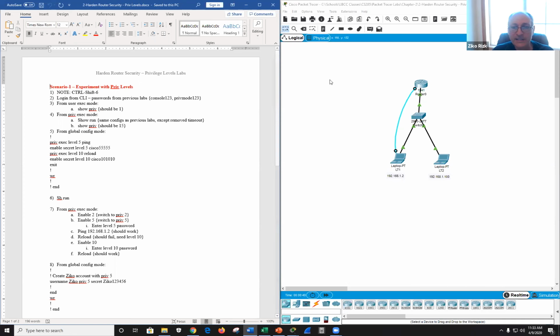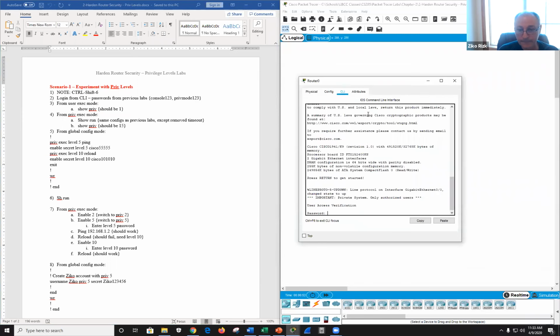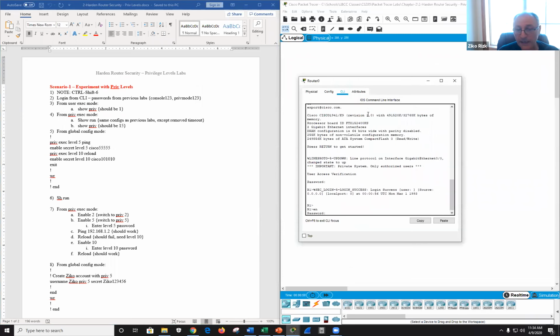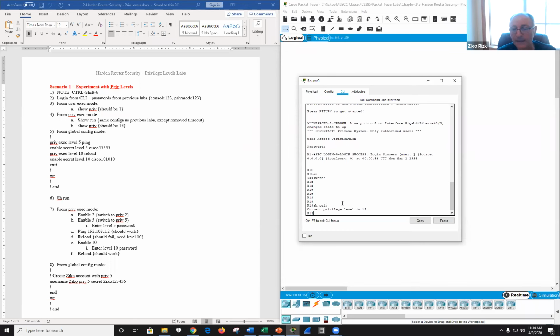Okay, so let's go ahead and log on to the router. Console 123, enable. And you can see I'm logging. Do you see, everybody? This is the logging feature I turned on before. Priv mode 123. And show priv, and 15, because I'm logged on from the console as an administrator.